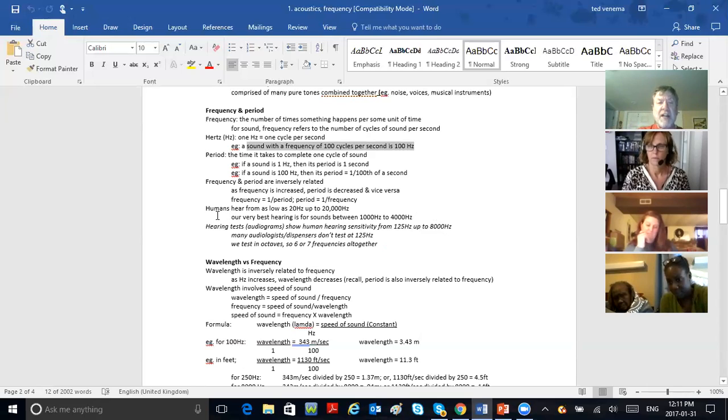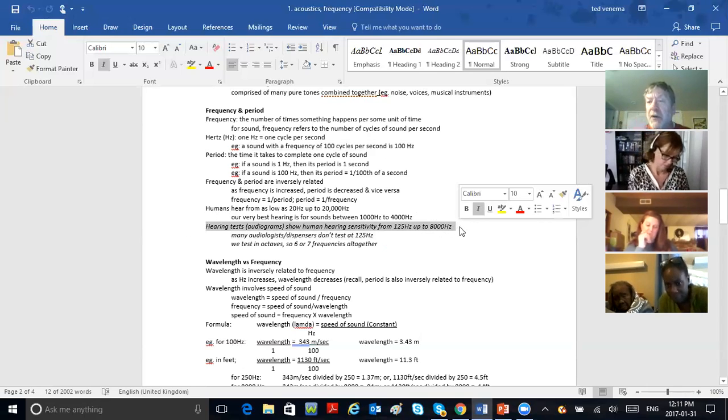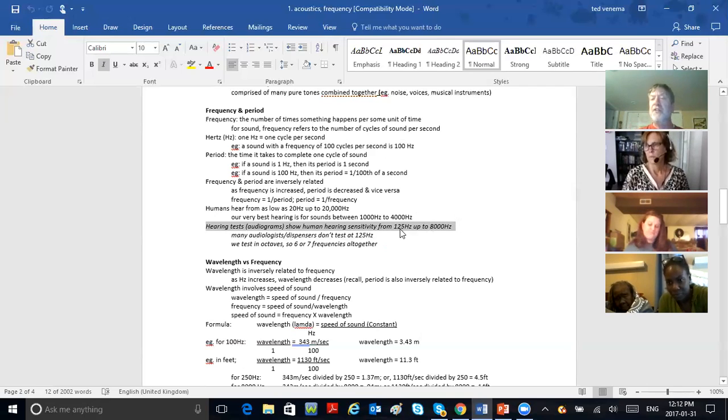Look what it says in italics here. Hearing tests, the ones you're going to learn how to do on people, only look at from about 125 hertz. We don't bother with 20 hertz, it's too low. Speech isn't even in there. What do hard of hearing people have trouble hearing? They have trouble hearing speech. So what we care about is testing from 125.